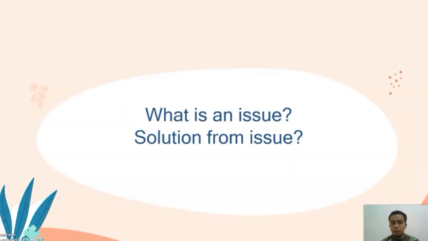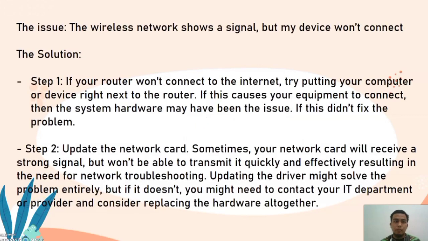Next, we're going through the issue and solution. The issue: the wireless network shows a signal but my device won't connect. So the solution that we try is, if your device won't connect to the internet, try putting your computer or device right next to the router. If this causes your equipment to connect, then the system hardware may have been the issue.